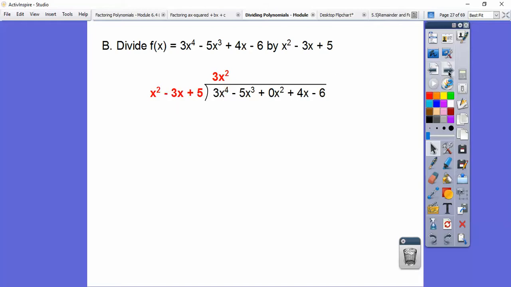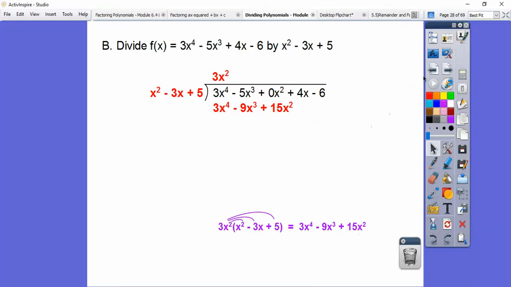Let's go ahead and multiply that, okay? So I did that down here. So 3x squared times this whole guy, we distribute. 3x squared times x squared is 3x to the 4th. 3x squared times negative 3x is negative 9x cubed. 3x squared times 5 is 15x squared. So that's what I wrote right there.